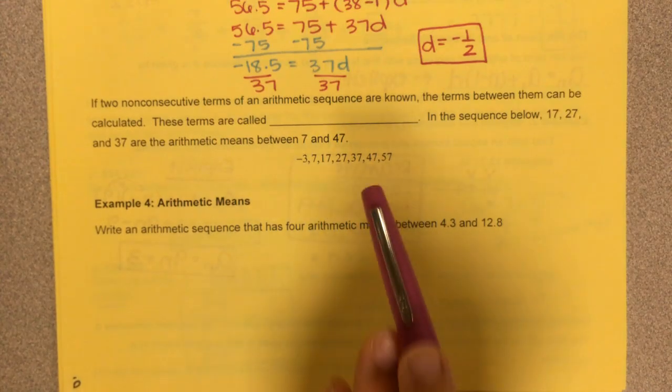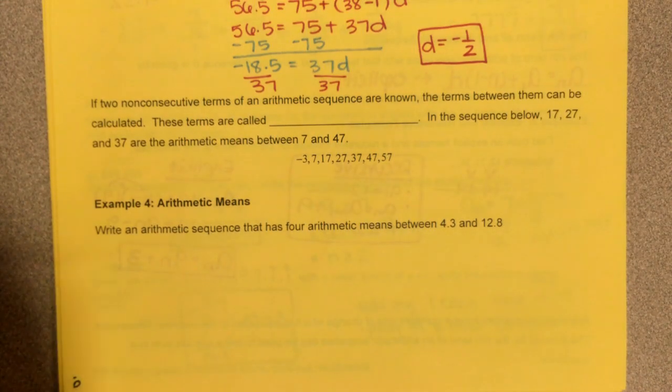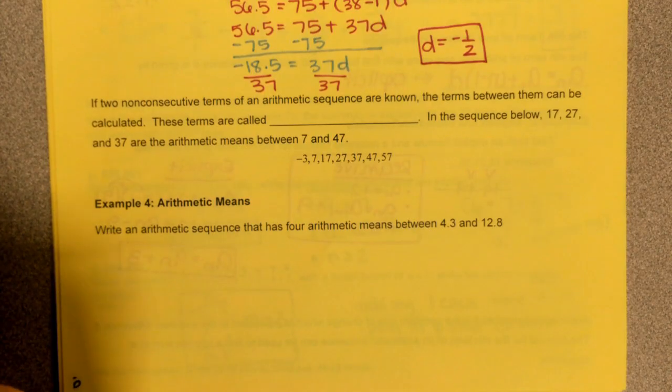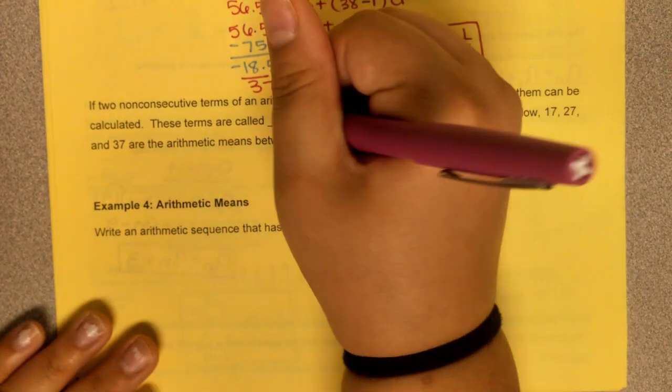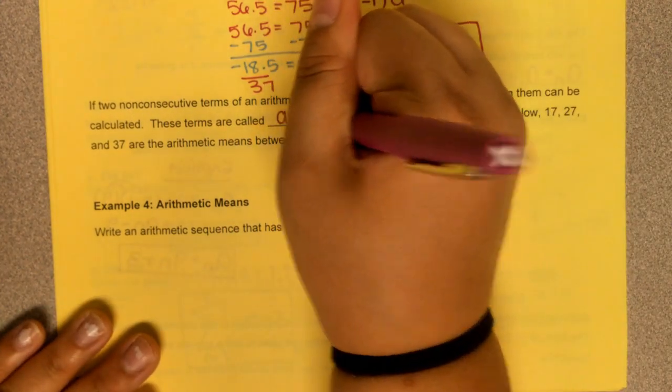I do want to do this problem right here because you are going to see this on your homework and your quiz. If two non-consecutive terms of arithmetic sequences are known, the terms between them can be calculated. These terms are called arithmetic means.